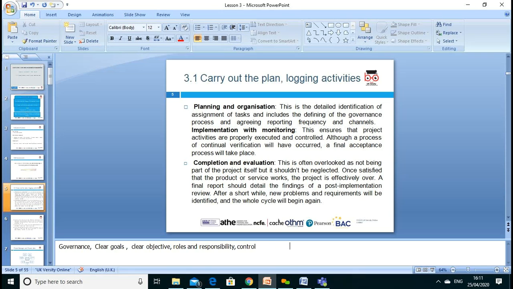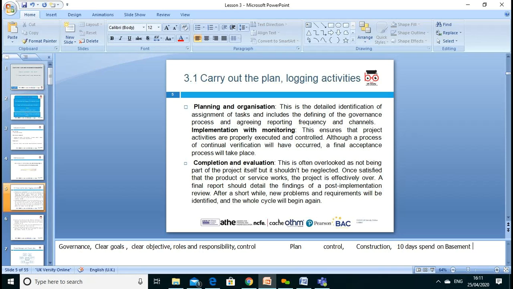Implementation and monitoring ensure the project activities are properly executed and controlled, although the process of continuous verification will have occurred and the final acceptance process will take place. So we need to look at completion and evaluation, at the task being complete. Plan and control go side by side. Control means corrective action. Evaluate. We set the deadline. We achieve our activity, let's say in a construction project, whatever we are doing.